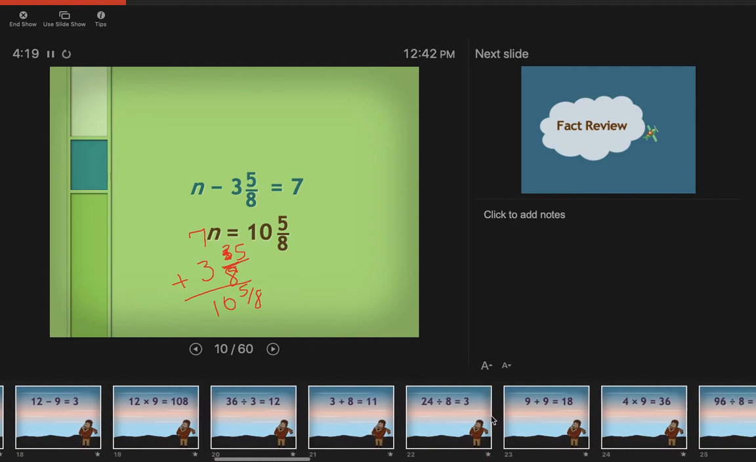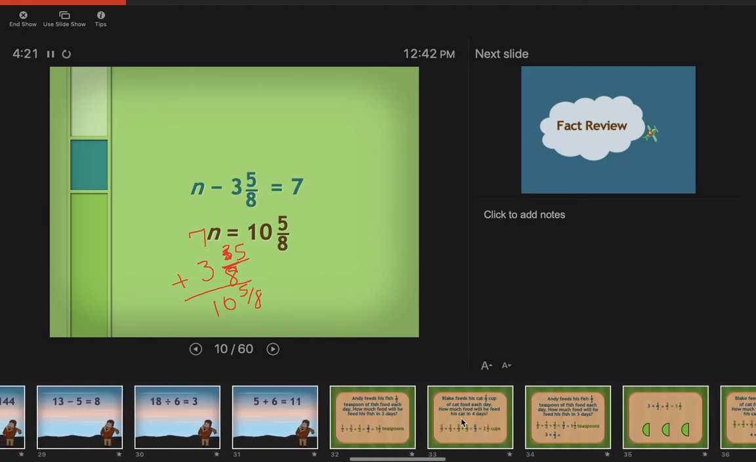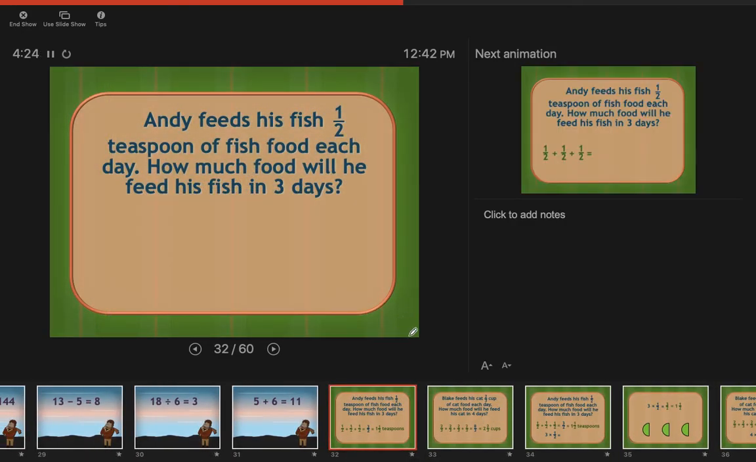Let's go ahead and skip forward to our lesson for today. Read this out loud with me. Andy feeds his fish half a teaspoon of fish food each day. So how much food will he feed his fish in 3 days? Well, if I've got 3 days, I'm feeding him half a teaspoon every day. I can just add up half a teaspoon plus half a teaspoon plus half a teaspoon and get 3/2 teaspoon, or as a mixed number, it would be 1 1/2 teaspoons.